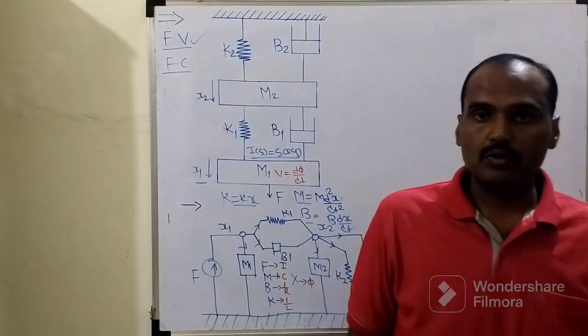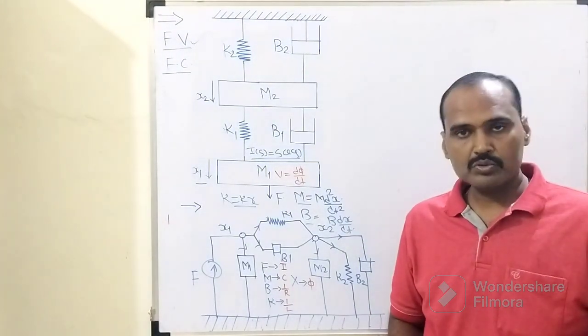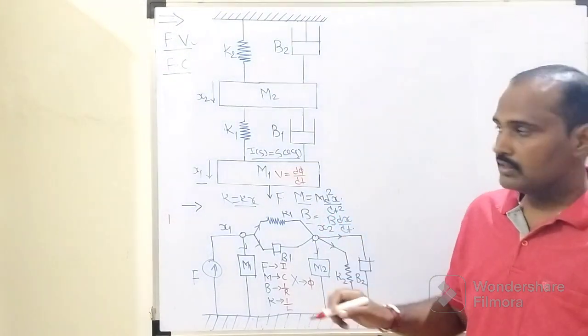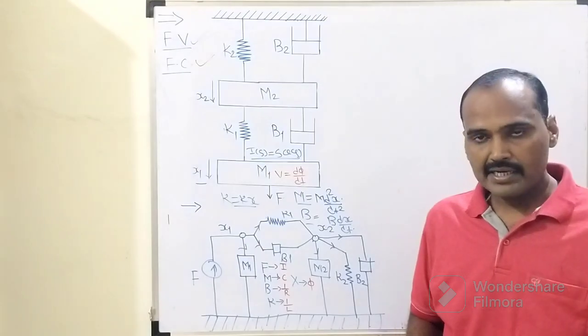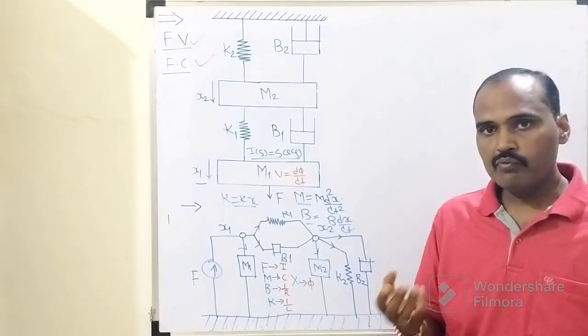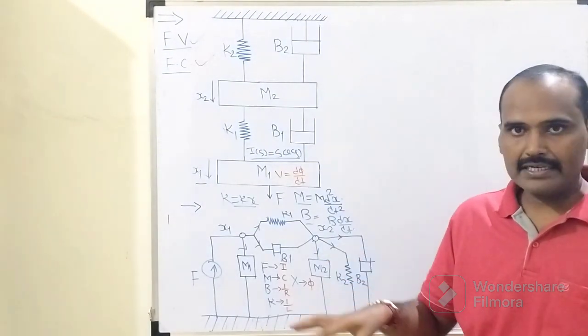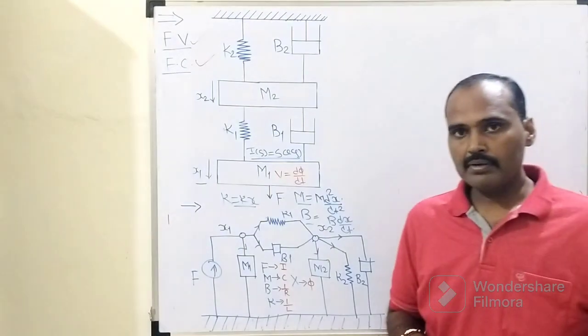Okay friends, welcome back to this last session based upon the force voltage as well as force current analogy. In this session we need to attend the second objective, that is, drawing the force current analogous circuit for the given mechanical system. In this scenario also, just similar to the previous session, we have three basic steps.